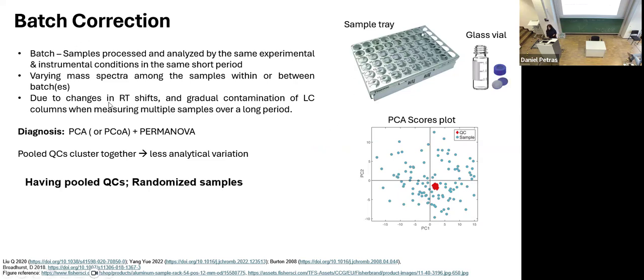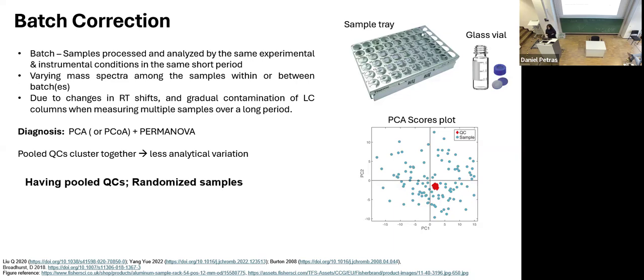say a few things. Batch correction, as mentioned here, might be needed due to retention time shifts and the gradual contamination of the LC columns when you're measuring batches over a long period of time. And this is how a PCA plot would look if you're looking for a batch effect, as a simple process.